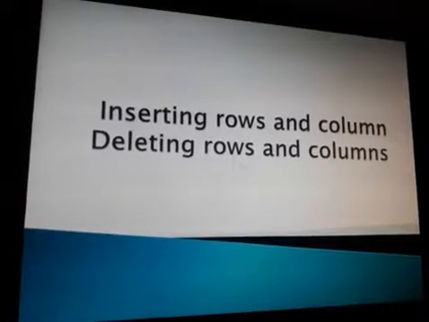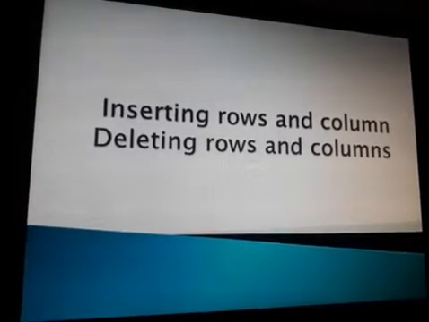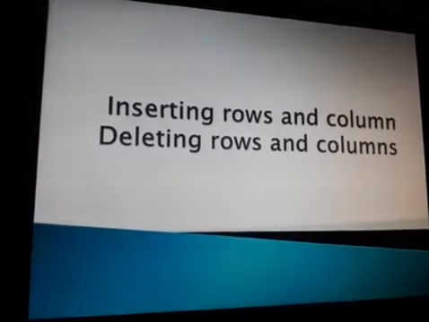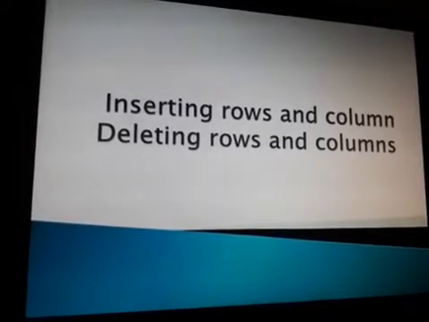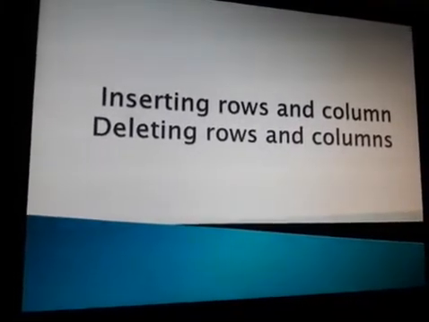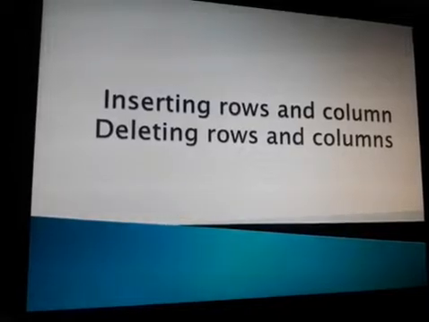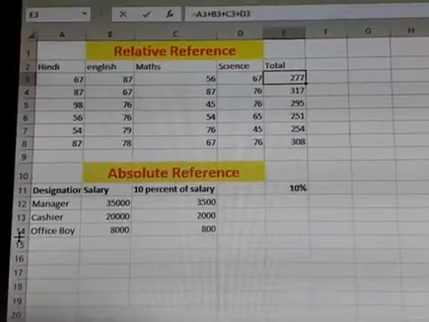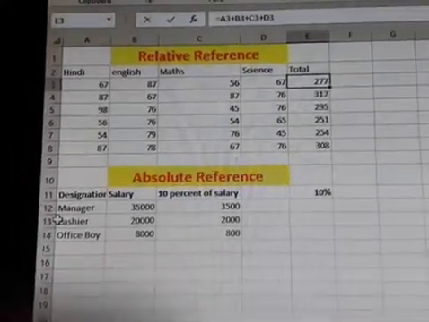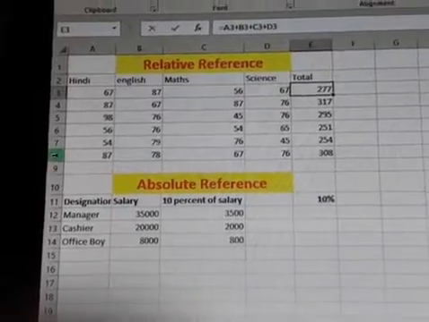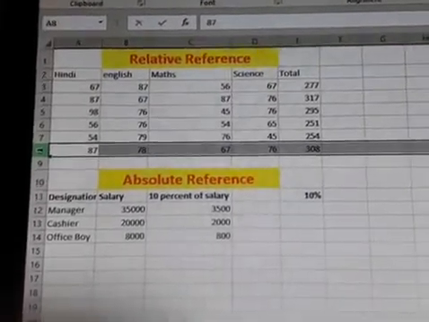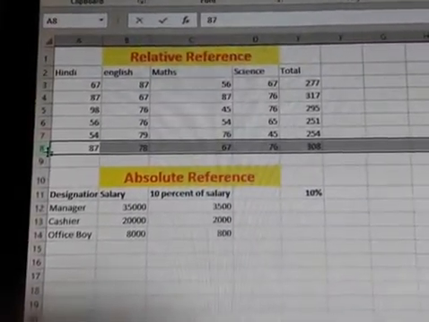Now next is inserting rows and columns, deleting rows and columns. How to insert a new row and new column in Excel and delete existing rows and columns from Excel. See, I want to insert one more row here. How to insert a row? You click here. If you want a row here, you press the enter key.